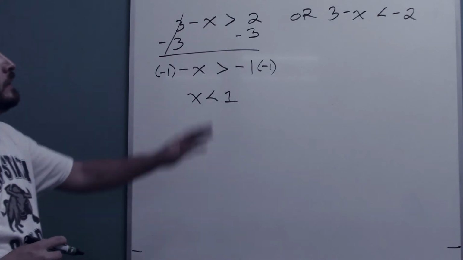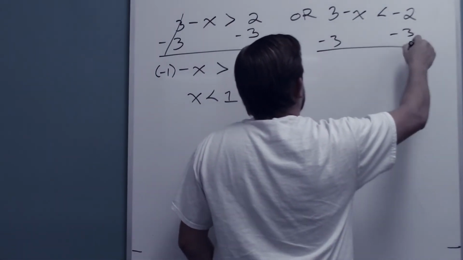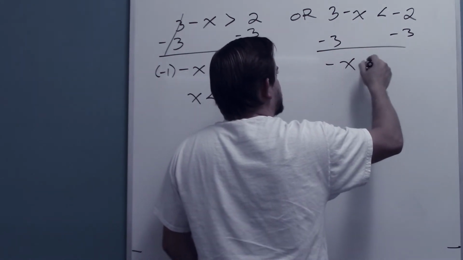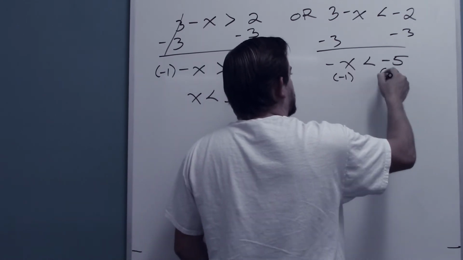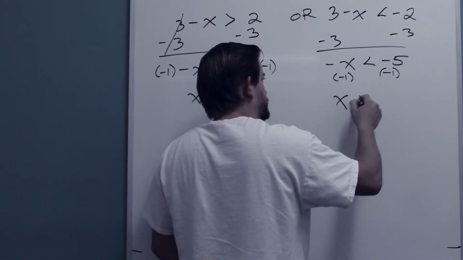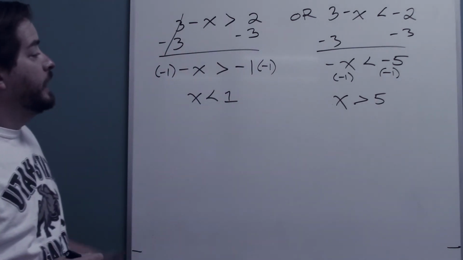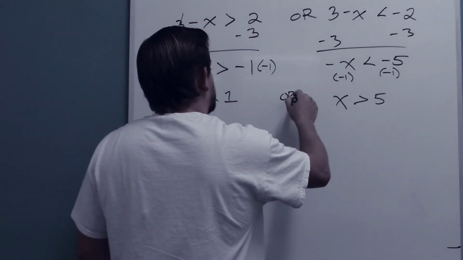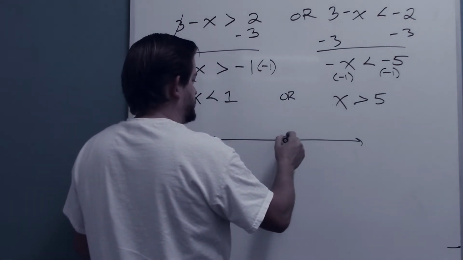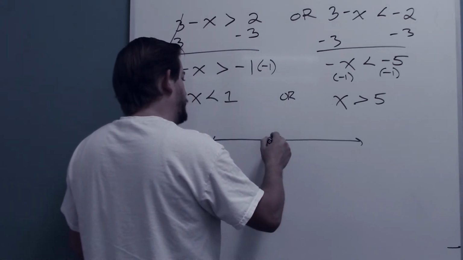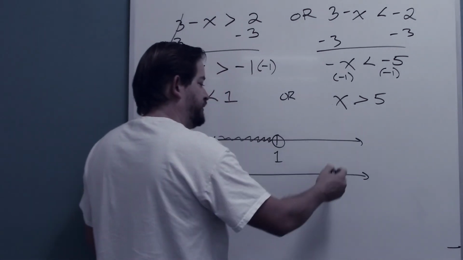Okay. On the other side here, I'll do the same thing, subtract 3 from both sides. That gives me -x is less than -5. And then again, the -1 gives me x, switch my symbol, so greater than 5. And again, this is an or. So if you draw out each of these, x is less than 1 is, let's call this 1, and open at 1 and everything to the left. X is greater than 5.